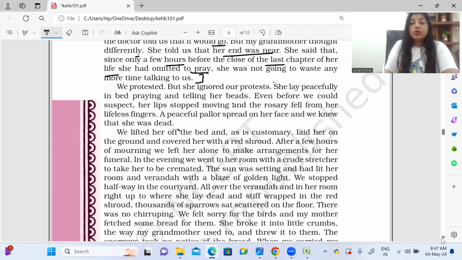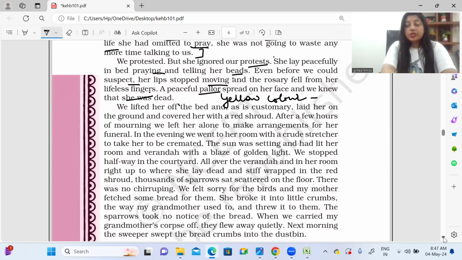We protested, but she ignored our protest. She lay peacefully in bed, praying and telling her beads. Even before we could suspect, her lips stopped moving and the rosary fell from her lifeless fingers. A peaceful pallor, it is like a yellow color, spread on her face, and we knew she was dead. So when she realized that she is going to die, what was the first thing that she did?